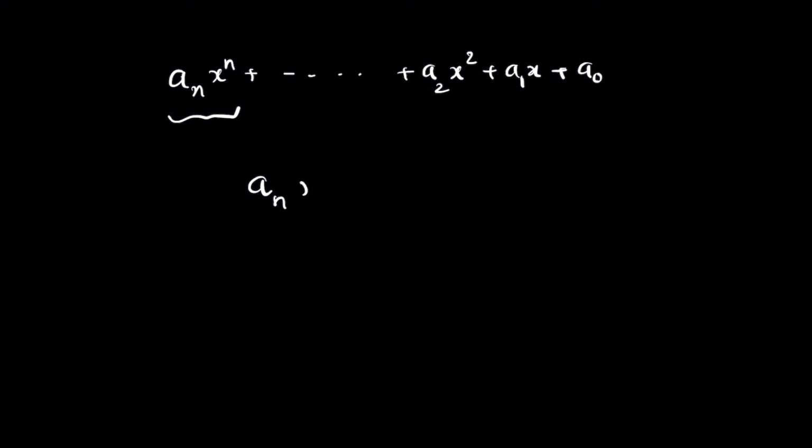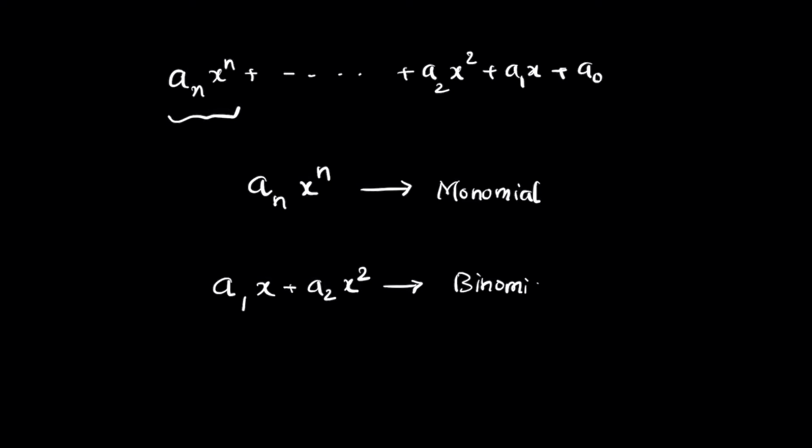When we talked about the polynomial, remember that we talked about a_n x^n plus and so on plus a_2 x^2 plus a_1 x plus a_0. If the polynomial has a single term, only one term, for example just a_n x^n, we call that a monomial. If it has two terms, for example a_1 x plus a_2 x^2, we call this a binomial. And if it has three terms, for example a_1 x plus a_2 x^2 plus a_3 x^3, we call this a trinomial.